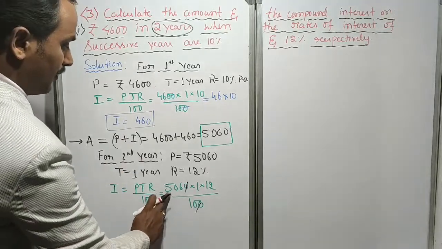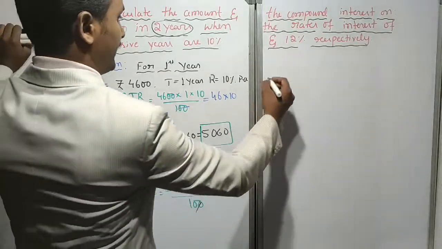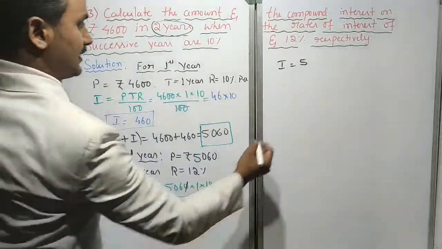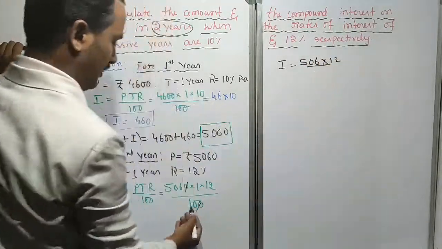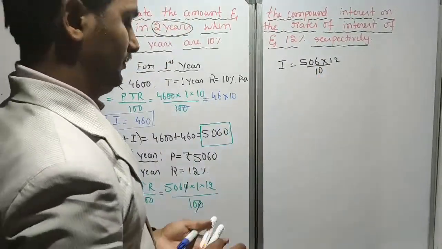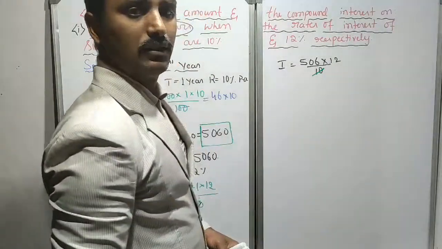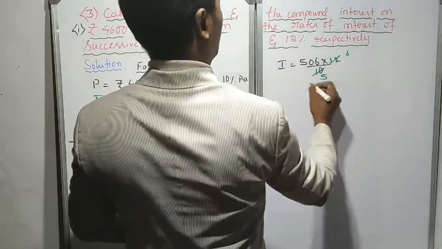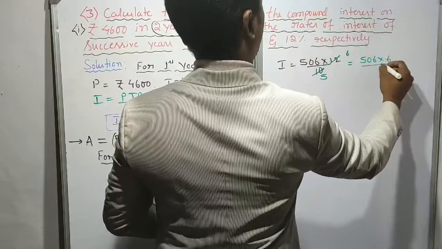What next step? 506 into 12 divided by 10. I will continue here, dear children. Then interest is equal to 506 into 12 divided by 10 only, dear children. What next step? 12 and 10 are divisible by 2. 2 5s are 10, 2 6s are 12. Then it is equal to 506 into 6 divided by 5, dear children.